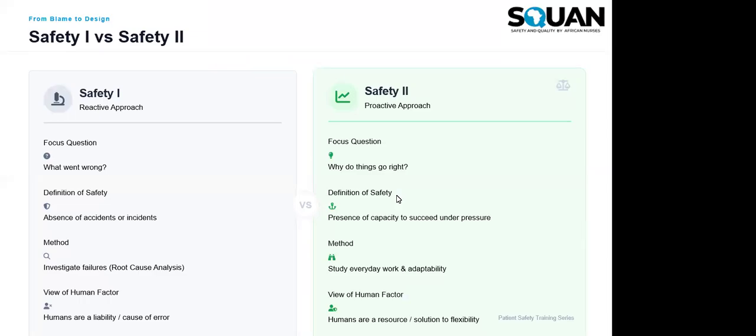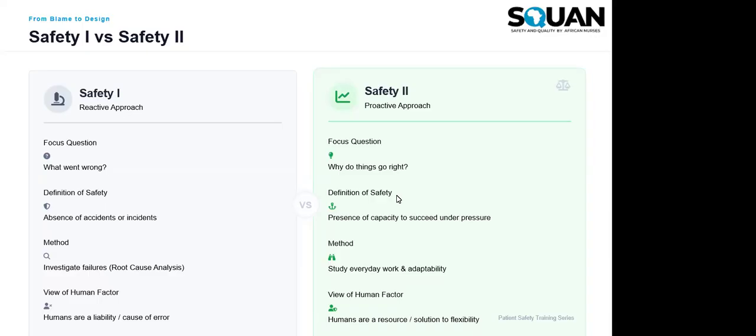So safety 1 versus safety 2. This slide just compares a reactive approach versus a proactive approach to safety. I think maybe we can have a debate here to see which one is better. Can you do one without the other? I'm not sure. But the reactive approach just focuses on what went wrong. It focuses on the absence of accidents or incidents. It investigates failures by doing root cause analysis. And then here, sometimes the humans are the liability.